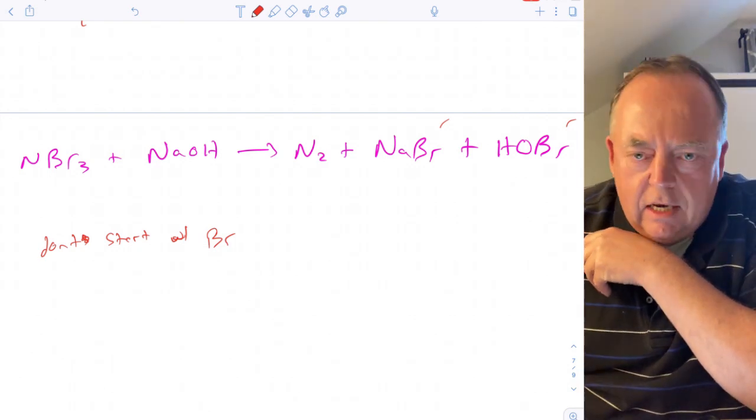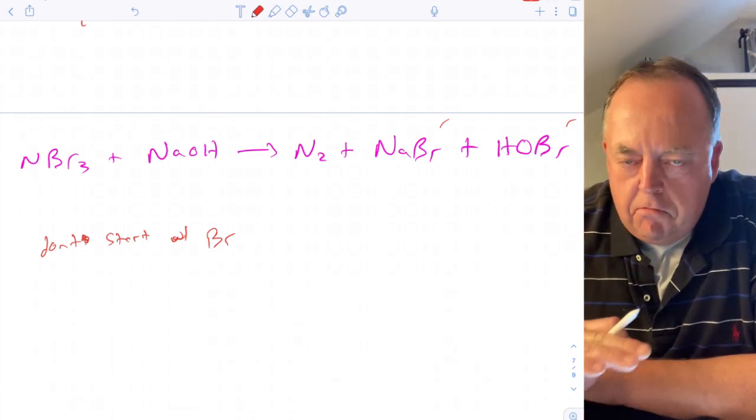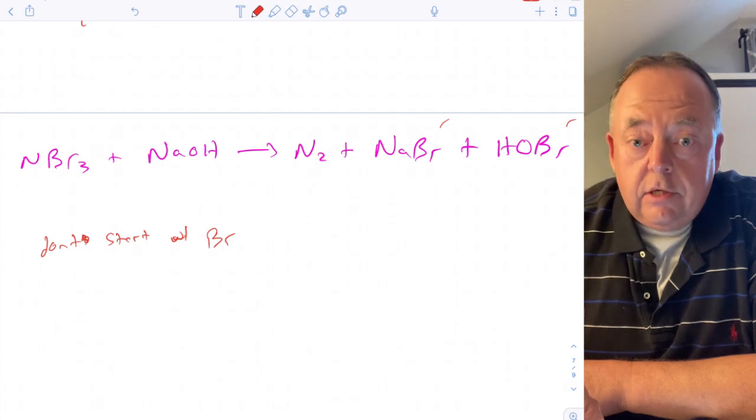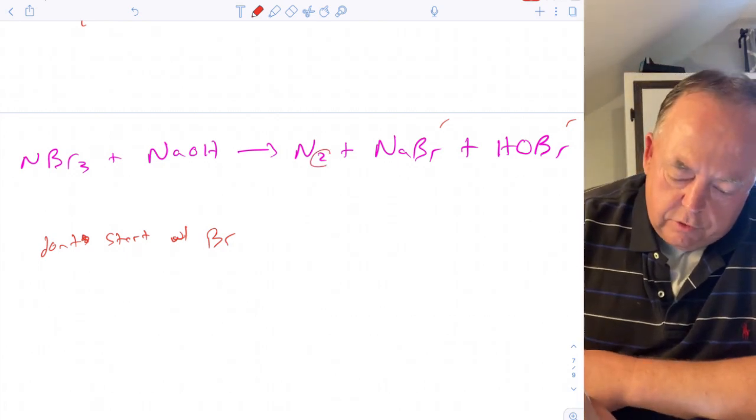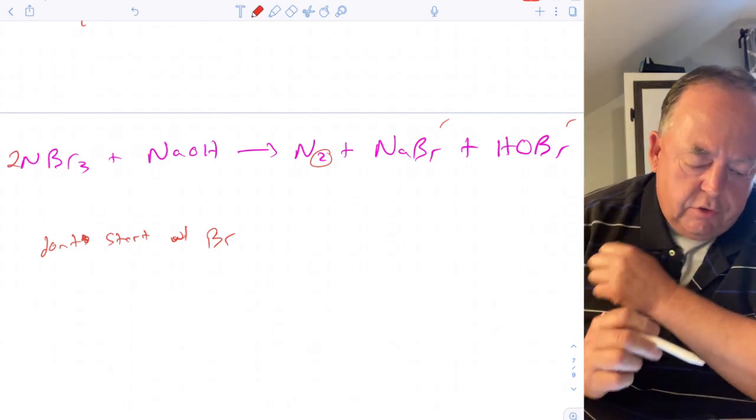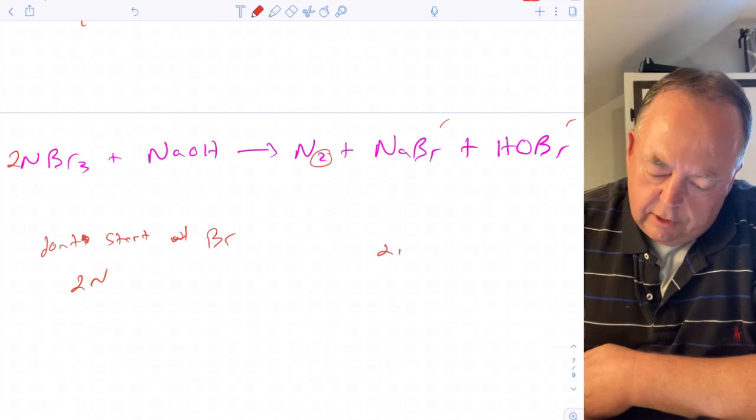So if you start with an element that is in more than 1 place on the right or the left, your job is going to be much, much harder balancing the equation. Okay, so let's start with nitrogen. So we have 2 nitrogens here, so I'm going to put a 2 there, right? So now I have 2 nitrogens on the left and I have 2 nitrogens on the right.